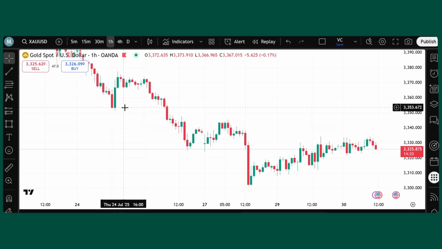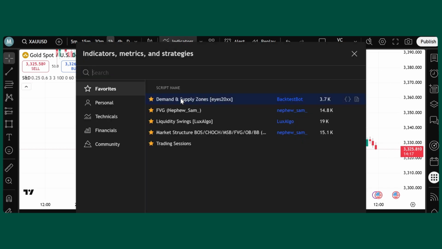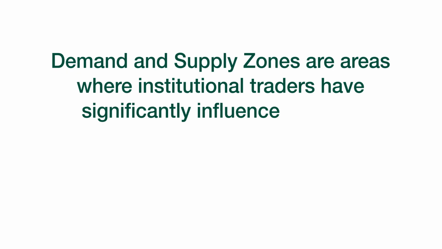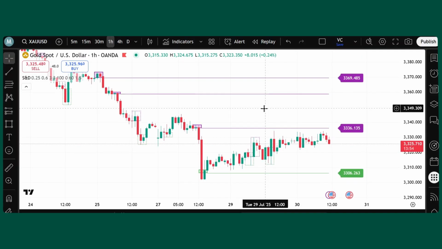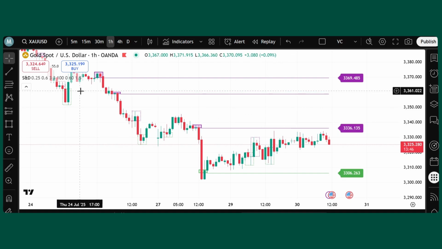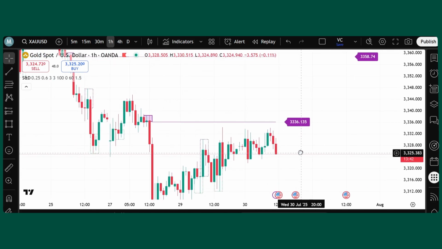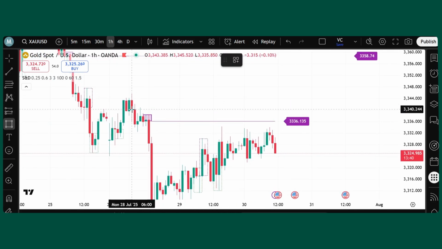So another indicator we're going to be looking at is the demand and supply zone by backtest bots. Demand and supply zones are areas on the chart where institutional traders have significantly influenced prices, creating areas of solid buying or selling pressure. They are easily spotted by marking out areas of impulsive moves on the charts, and the logic is that price will often retrace back to that zone before continuing on its intended direction. So, this is very easy to figure out.